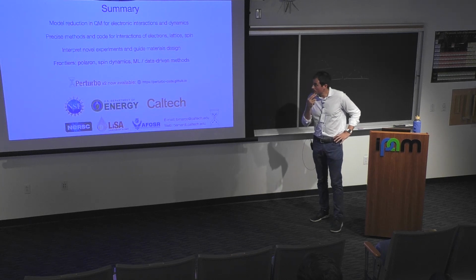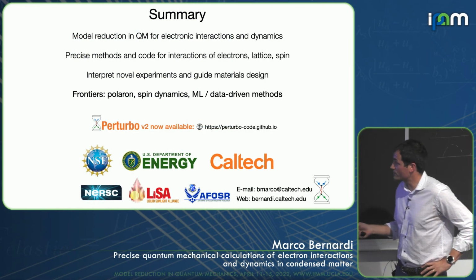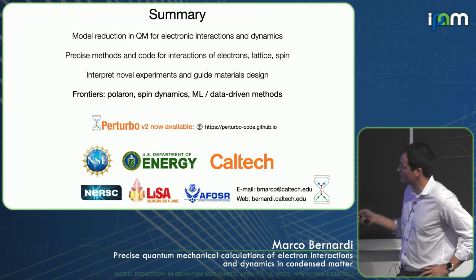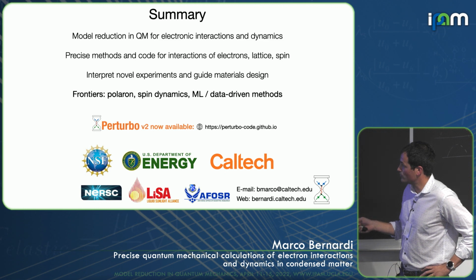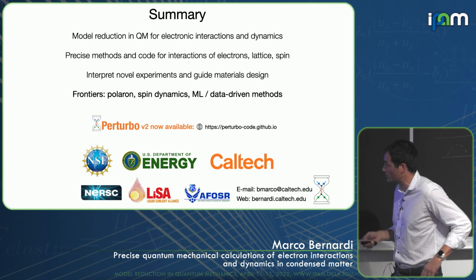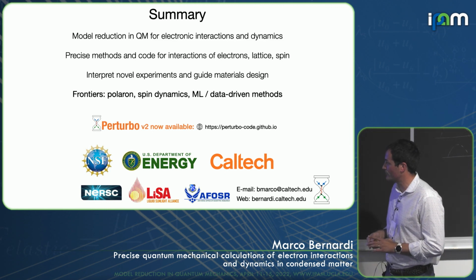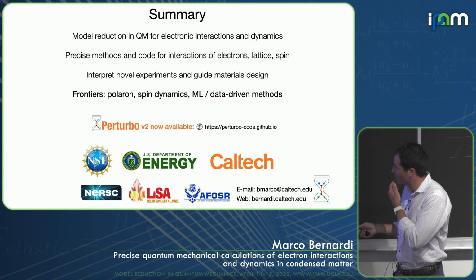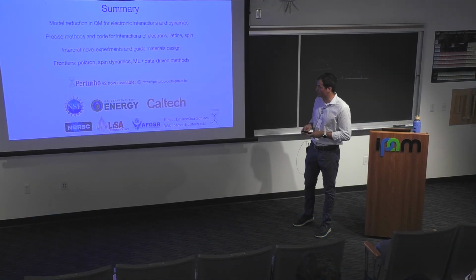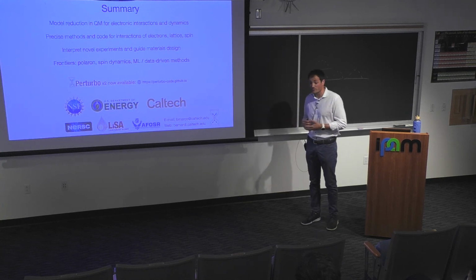Okay, so in summary, I've tried to describe these approaches as an example of model reduction in quantum mechanics. This allows us to precisely compute interactions between the electrons, lattice, and spin. And with these calculations, we can interpret experiments and hopefully guide the design of new materials. I've tried to highlight 3 frontiers. One of them is polaron, the other one is spin dynamics, and the third one is using machine learning and data-driven methods to further improve these calculations.